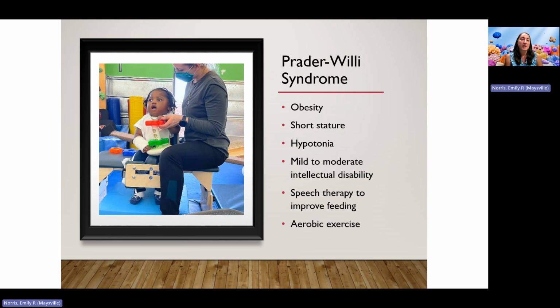And then aerobic exercise is important for these as well. Prader-Willi is caused by a deletion of chromosome 15. And one of the other symptoms they often present with is coordination impairment. So between weakness, coordination impairments, and obesity, there's several things that we can help with as far as physical therapy.